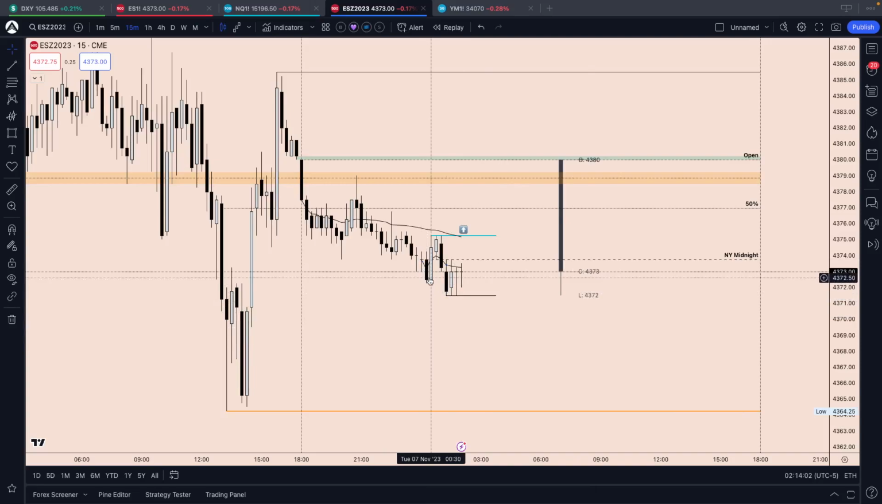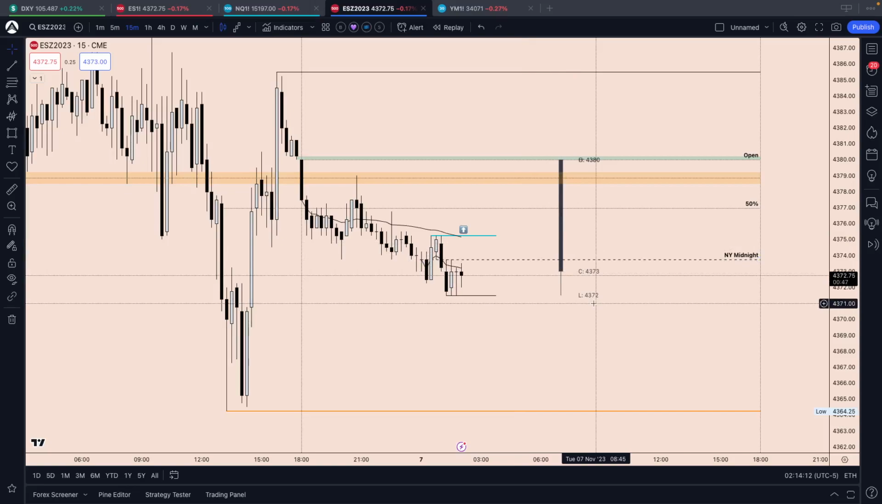I'm going to leave both of them on here. Later, until after the London open, or the closer we get to the New York session where lots of volume comes in, those two VWAPs merge into one. But if we trade the London session, I always like to have my first VWAP on the daily open and the second VWAP right here on the midnight level.